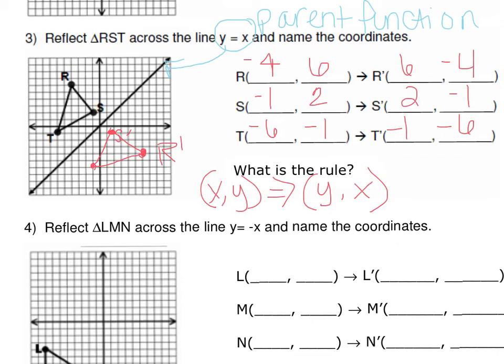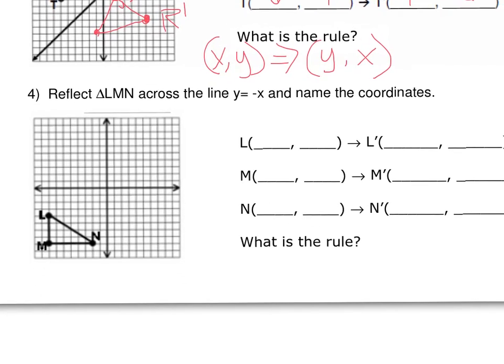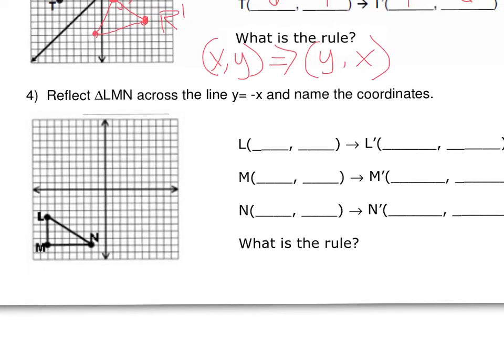So all they're going to do is switch spots to reflect over the line y equals x. All right, now number 4, you're going to reflect triangle LNM across the line y equals negative x and name the coordinates. So this line is the opposite of the parent function. So again, you're going to need to know how to graph that. I'm going to show you this one time to review and refresh your memory.